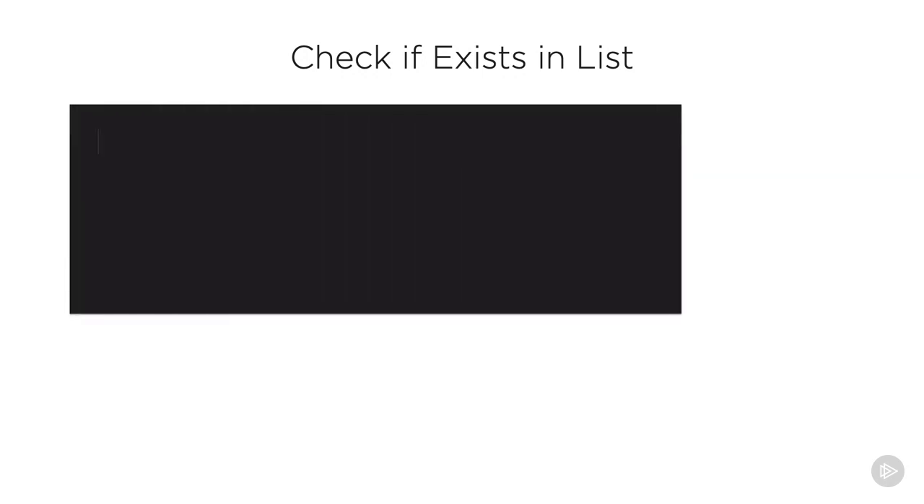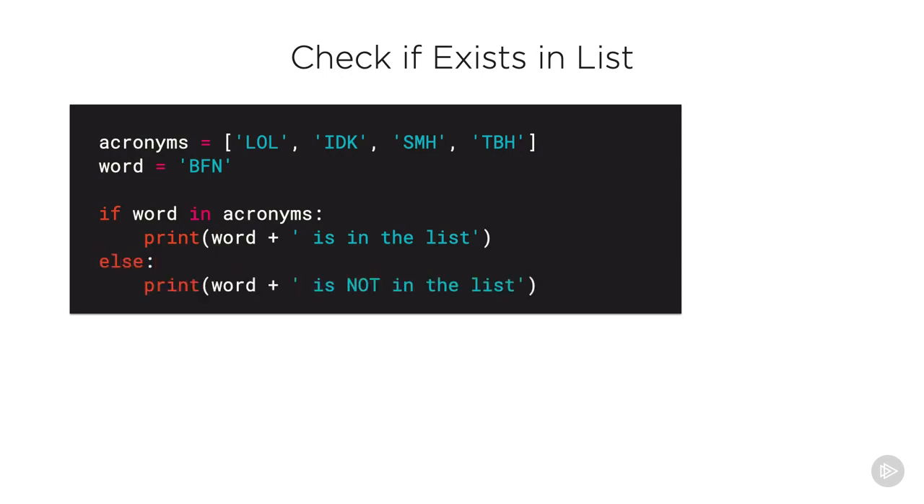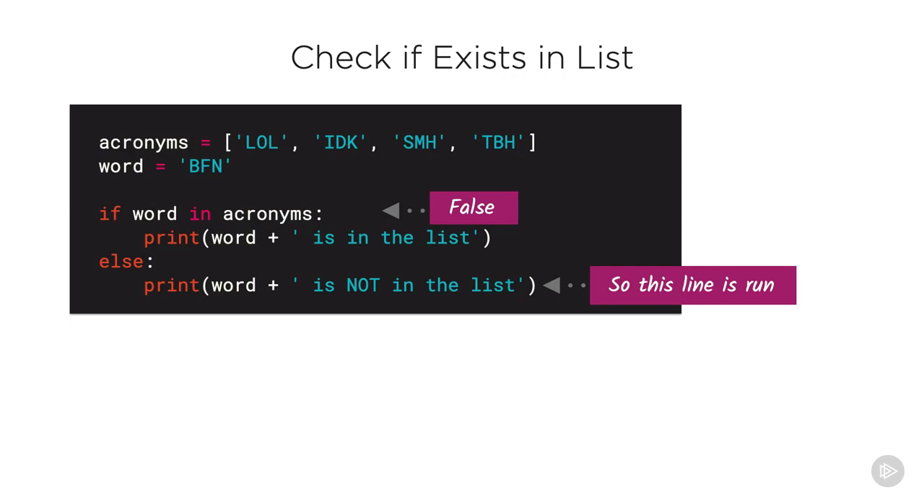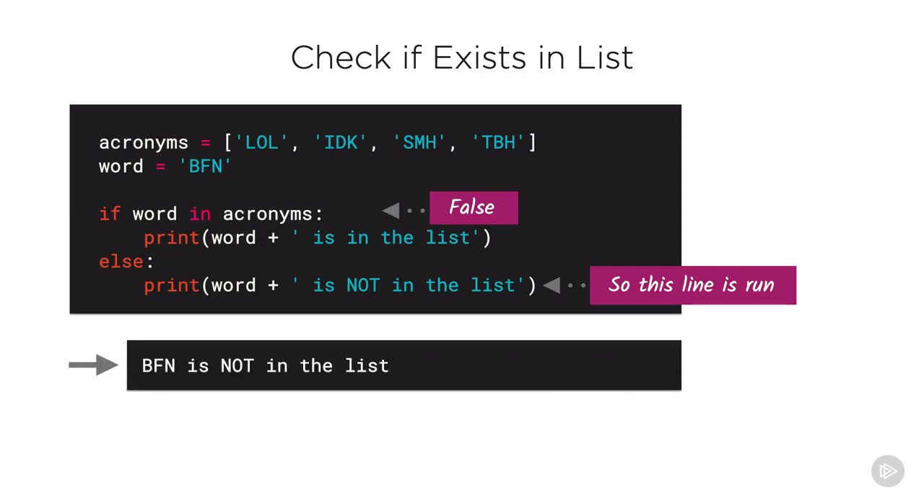Let's check if the variable word is in the acronyms list. So we'll type if word in acronyms. Then we'll print word is in the list. Otherwise, we'll print word is not in the list. And if we run this, since bfn is not in the list, the if statement returns false, so the else block is run and we can see bfn is not in the list is printed.